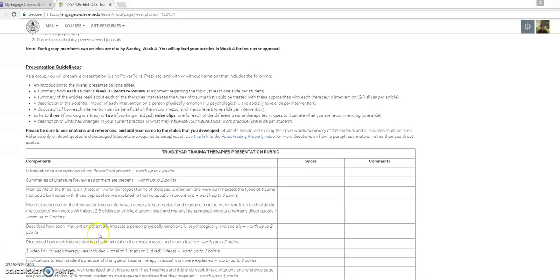Describe how each intervention impacts a person and how each intervention can be beneficial. Working video links were provided. Sometimes these do not work, so when you have posted them, my suggestion would be just to go in there and click on them to make sure that they work. And implications to each student's practice of this type of trauma in social work were explained. So this is the grading rubric.